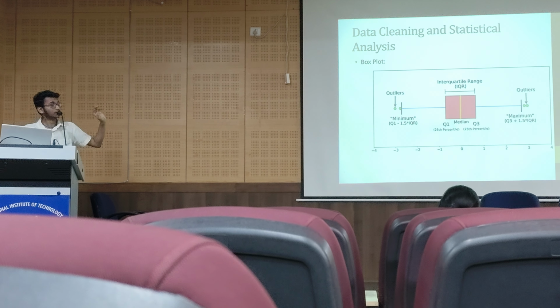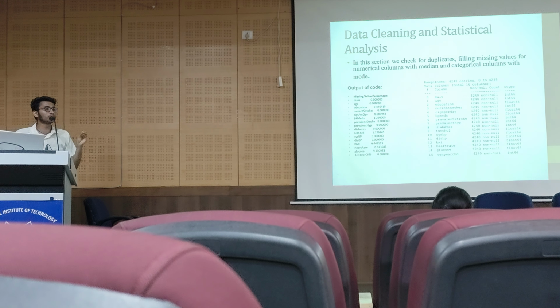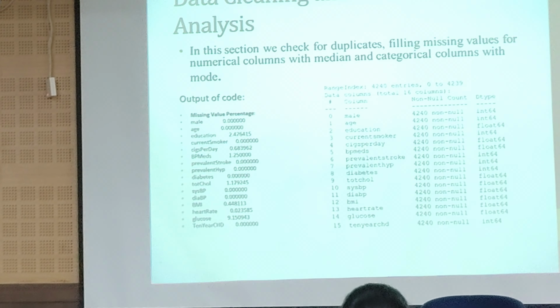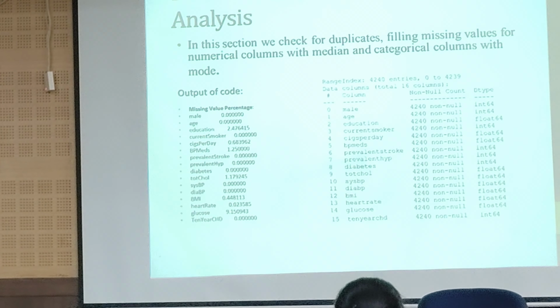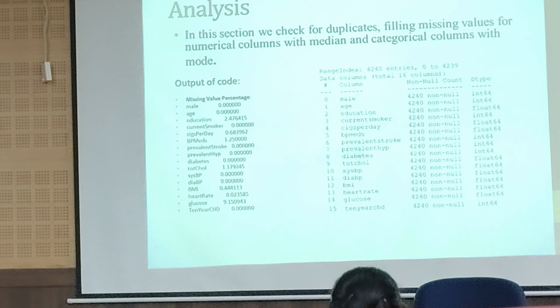How have I imputed? Let's say a numerical column is there. A numerical column I have imputed with the median, and for a categorical column I have imputed with the mode. Let's say a numerical column has missing values, then I imputed with the median. For a categorical column I imputed with the mode.